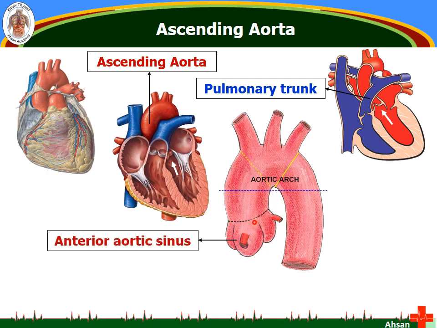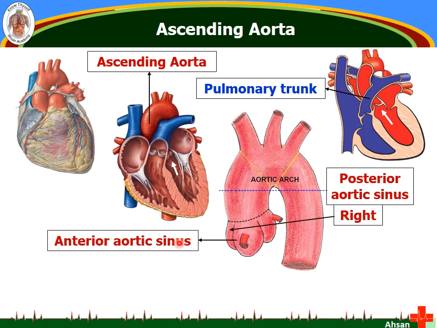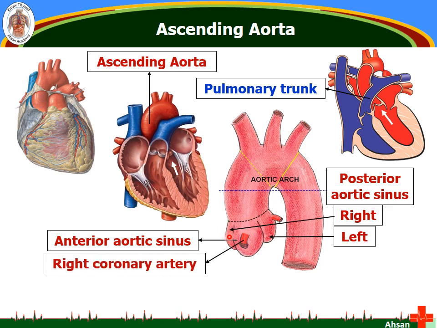At the beginning of the ascending aorta there are three dilatations. These are known as sinuses, the aortic sinuses. There is one anterior aortic sinus and two posterior aortic sinuses, one left and another right. You can see this is the anterior aortic sinus, and this is giving the right coronary artery, and this one is the left coronary artery arising from the left posterior aortic sinus.